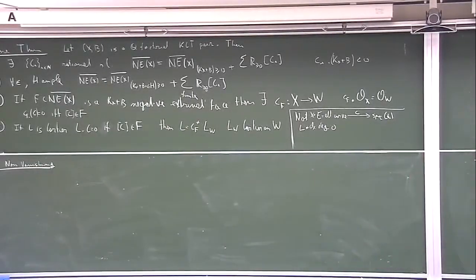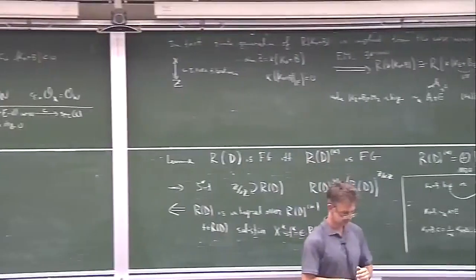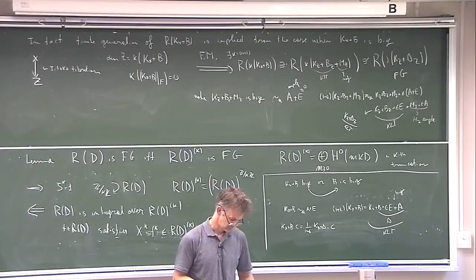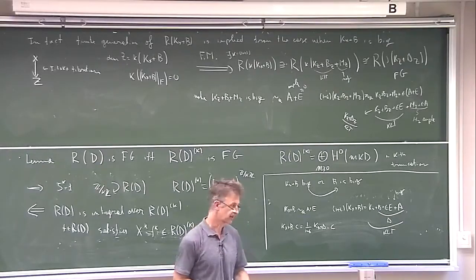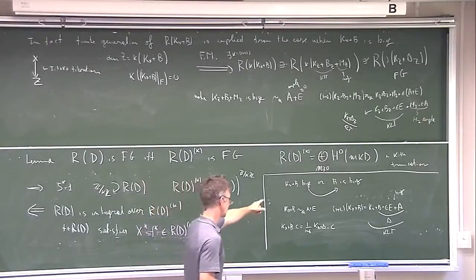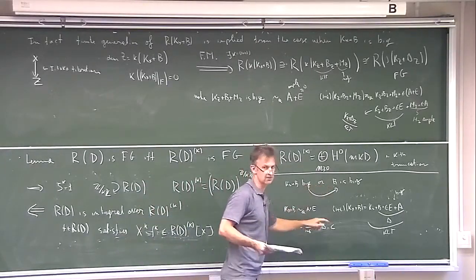Wait. So what you said was, the case with B being big is more general than K_X plus B big. That's exactly what I said. The case where B is big is more general than the case when K_X plus B is big, because I have a reduction from this case to that case that I explained.